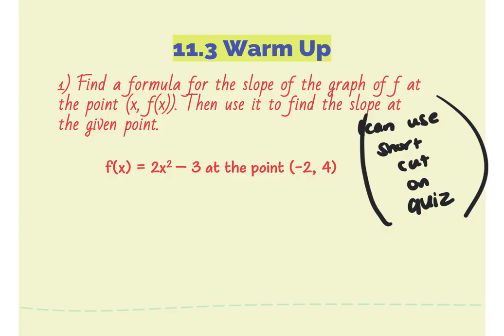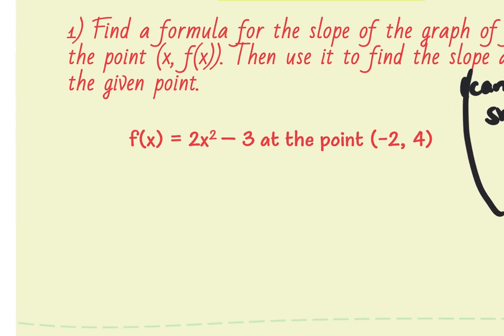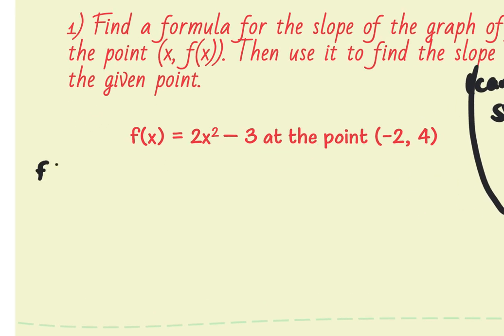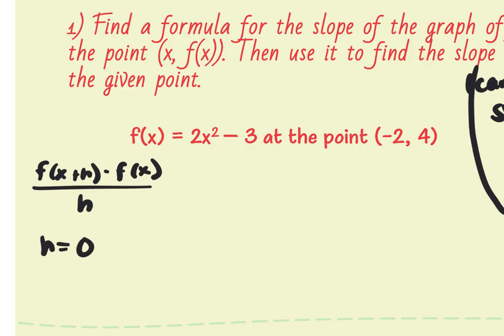So I'm going to talk about the two ways and then I'm going to keep going. The long way is to find f of x plus h minus f of x. So we're finding the difference quotient: f of x plus h minus f of x, all over h. And then we make h 0. That gives you the equation that you can use to find slope. And then we use that equation and plug in the x, and that gives us the actual slope at that given point. That's the long way.